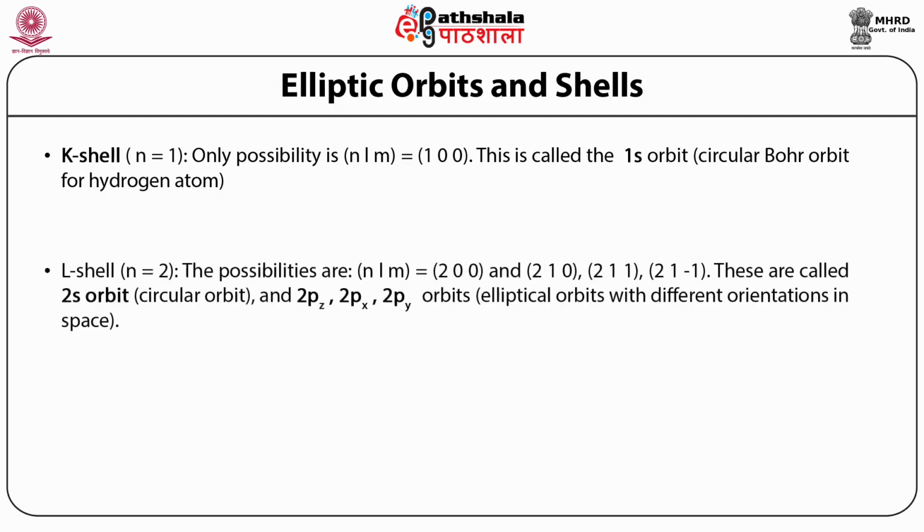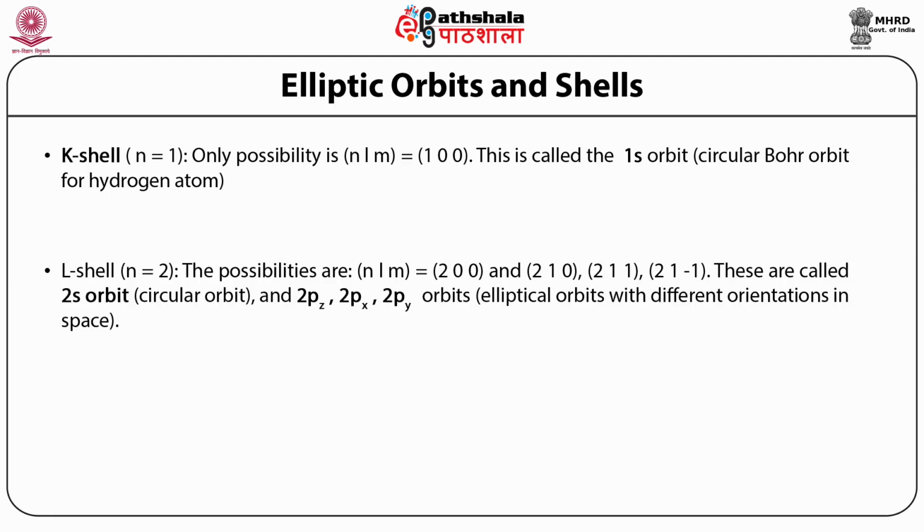And then the L shell is n equal to 2. So the various possibilities of n, l, m are shown on the screen, and you see there are 4 possible orbits. They correspond to the 2s orbit, which is a circular orbit, and there are 3 elliptical orbits, designated as 2px, 2py, and 2pz, because these are directed in 3 mutually perpendicular directions. In other words, these have different orientations in space.